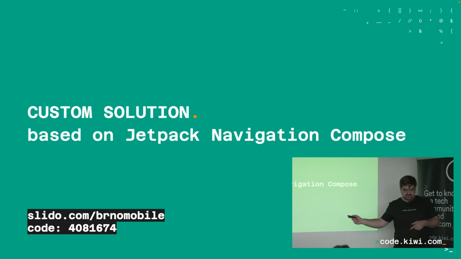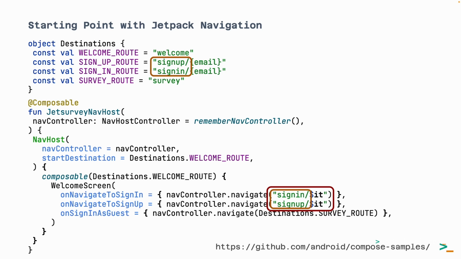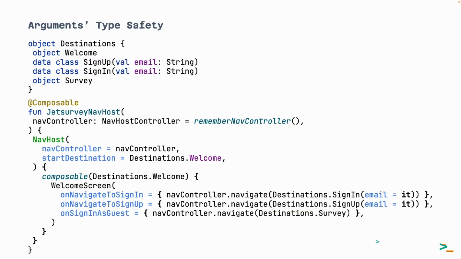Don't forget to ask some questions on Slido. So our custom solution could solve this issue, because this is the only issue we have with Jetpack Navigation Compose. It's the repetition, the argument processing, and the type safety of those arguments.